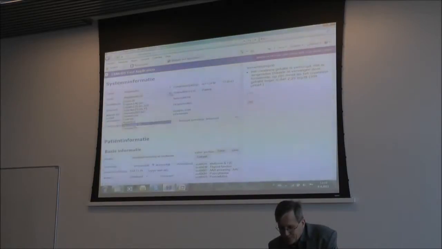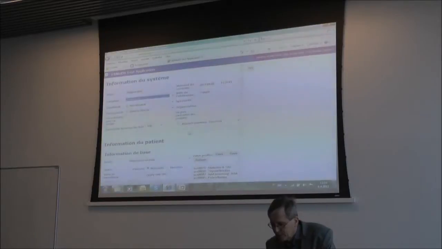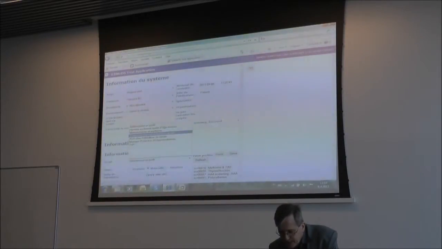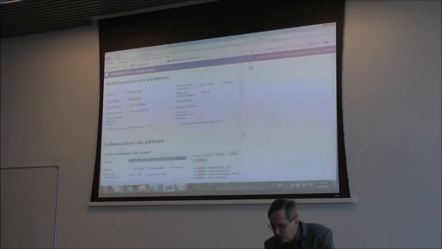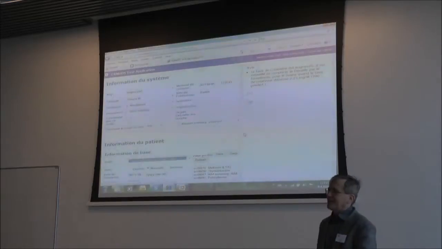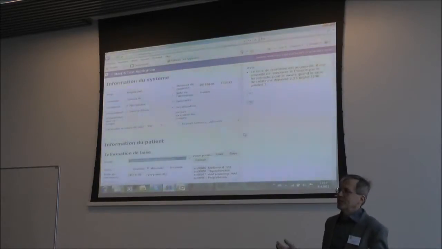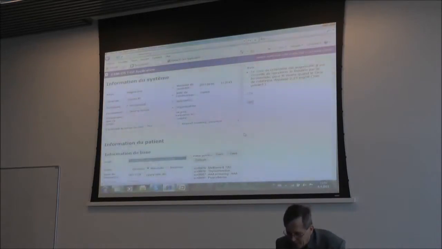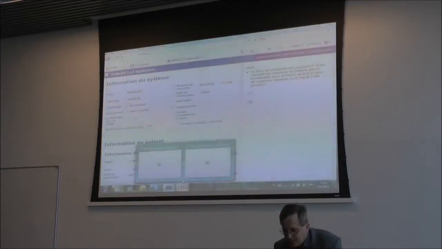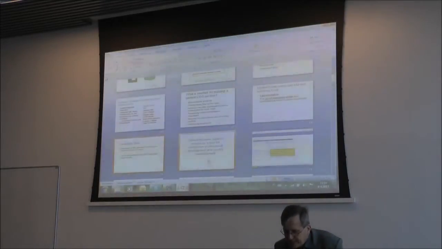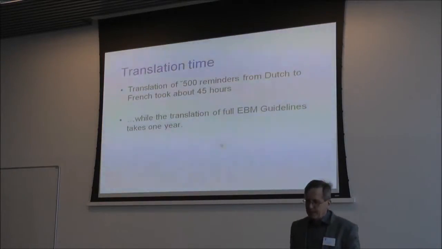And because French is another official language in Belgium, now you just change the language again and get the same rule, and soon the reminder will be in the French language. So this is the way. You only have to translate the reminders, and that is so much easier than translating the full guidelines.